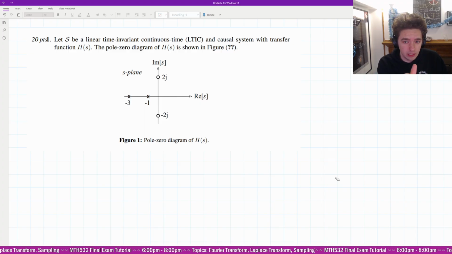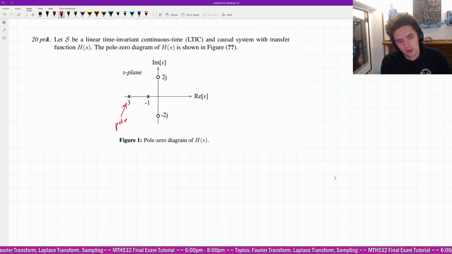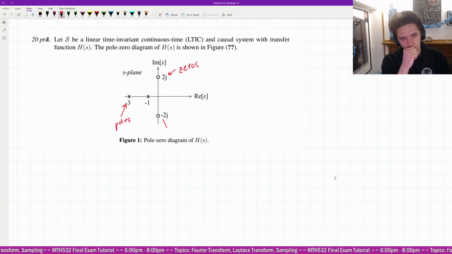It's a causal system with a transfer function H of s. The pole zero diagram of H of s is shown in the figure. All you really need to know about H of s is where the poles are and where the zeros are. So these are the poles, and these are the zeros. Those are zeros, those are poles.